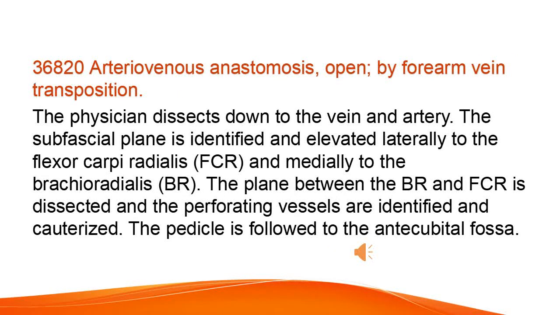Arteriovenous anastomosis, open, by forearm vein transposition. The physician dissects down to the vein and artery. The subfascial plane is identified and elevated laterally to the flexor carpi radialis, FCR, and medially to the brachioradialis, BR. The plane between the BR and FCR is dissected and the perforating vessels are identified and cauterized. The pedicle is followed to the antecubital fossa.